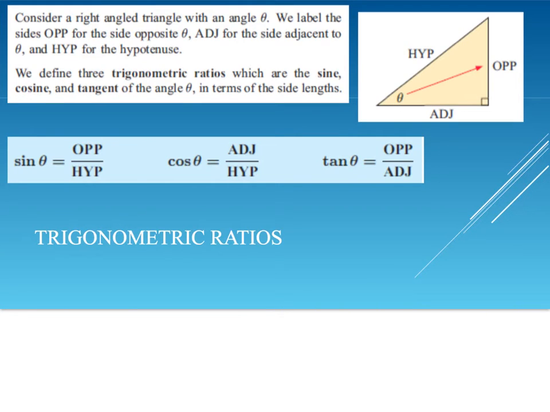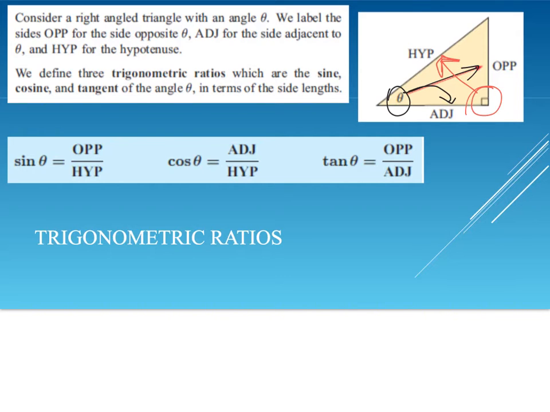So if we look at a right angled triangle with an angle theta, and we label the sides, this is the angle we're dealing with, whatever angle it might be. Angle Z, angle X, angle theta, whatever our angle is that we're interested in, then we can label our sides. The opposite is across. The adjacent is next to that angle that we're talking about, and then our hypotenuse is always going to be across from our right angle.